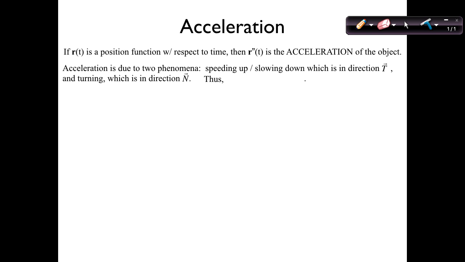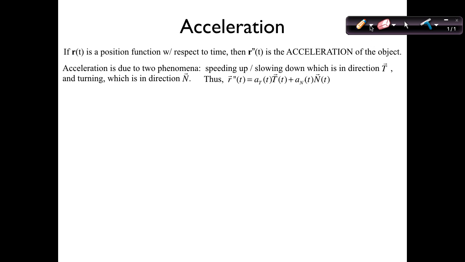Okay, so thus, we want to separate out those two things, and then we can make sense of it. Just our r double prime function, you see that picture that I just showed you, all those vectors, it's haywire, right? But if we separate out acceleration due to speeding up and slowing down, and acceleration due to turning, then the picture becomes more clear.